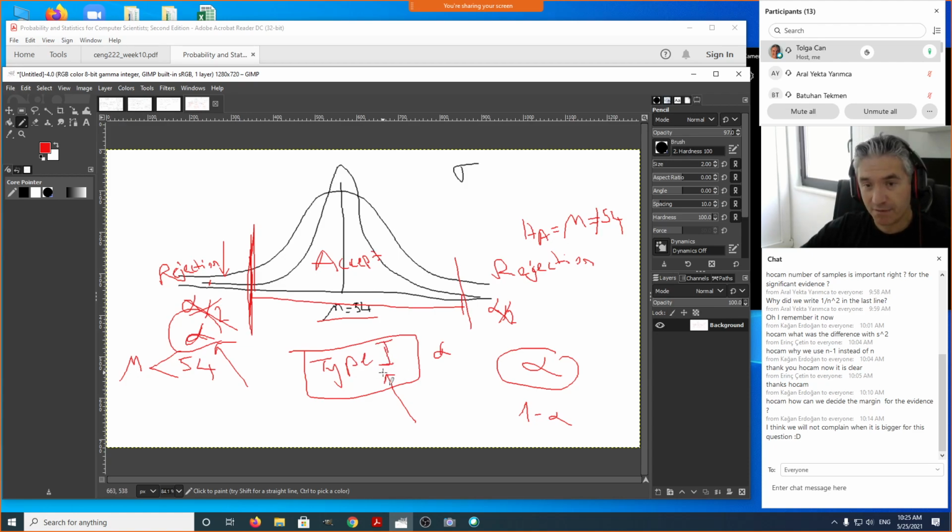And type 1 is the first error. Alpha is the important parameter. You can associate type 1 error with that alpha. You may also call this a false positive.